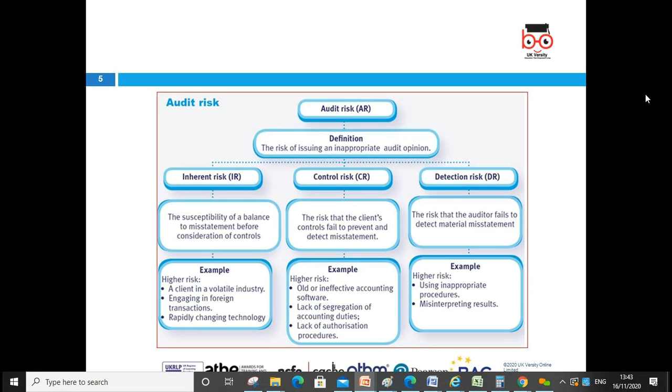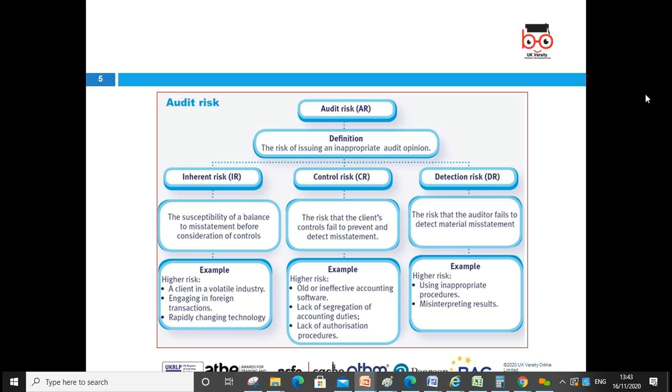High risk: a client in a volatile industry. Think about the technology industry. Think about COVID-19: which industry is more risky? The travel industry, because people can't move. That is an inherent risk they have. Others include engaging in foreign transactions, doing business in countries where a lot of fraud is happening, and rapidly changing technology. The auditor's job is to detect those risks and minimize them, and give a true and fair opinion.